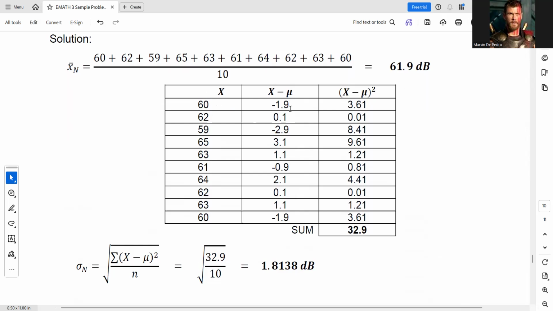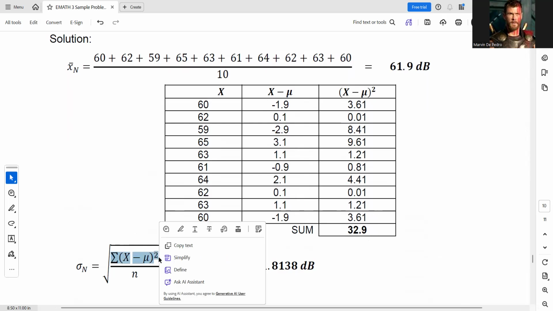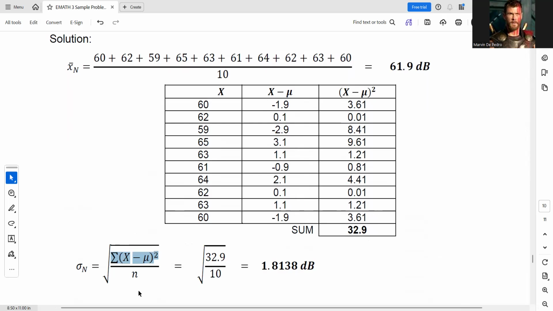For each result, we square them on the next column. So, for example, this is negative 1.9. If you square that, that's 3.61. And we have 0.1. If you square that, that's 0.01. Just continue this process until you have taken all the values here, or you have completed this table. On the third column, take the sum of all the values here, and you get the sum of x minus mu quantity squared.